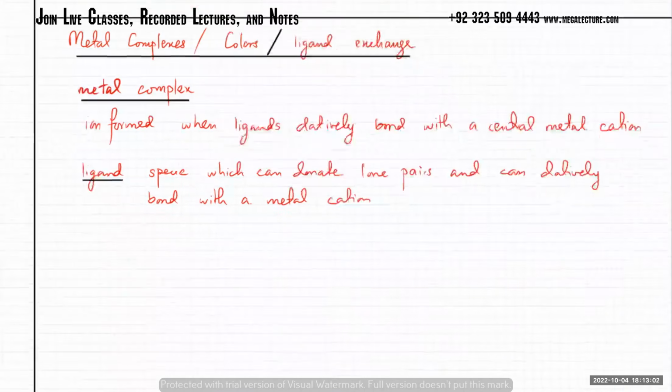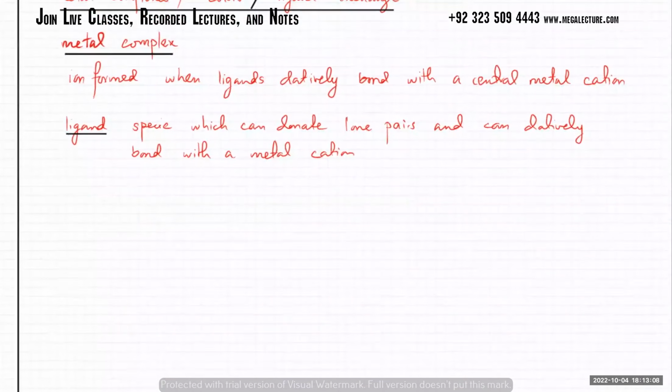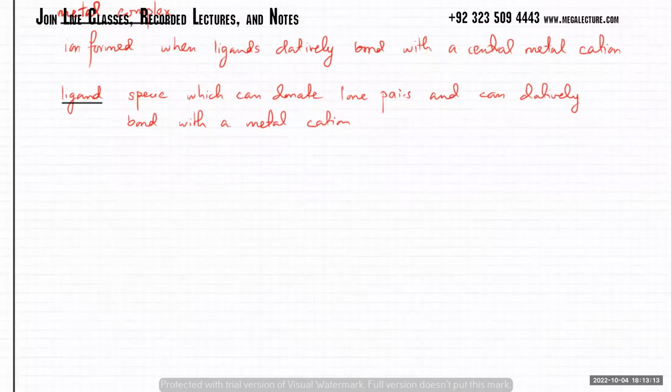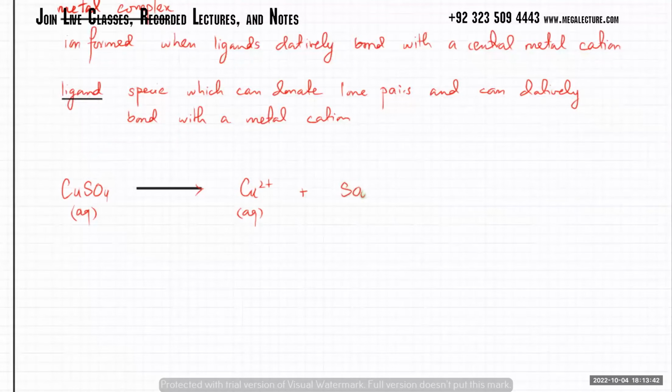So the first thing is I'll explain what a metal complex is. Now, whenever a metal salt or any compound of a metal dissolves, for example, if copper sulfate dissolves, the copper sulfate ionic lattice, if it's aqueous, will dissociate. And it will form Cu2+ aqueous and SO4 2- aqueous.